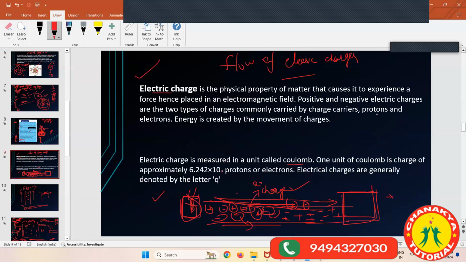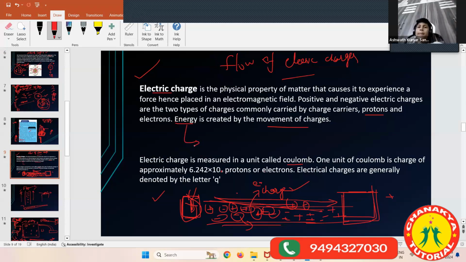So they are telling there are three kinds of particles: protons, electrons, and neutrons, but neutrons are not charges, so you don't have to include them in this. So energy is created by the movement of charges. What is this energy called? Electricity. Correct. This energy is nothing but electricity. So electric charge is measured in a unit called coulomb. Please remember, kids, when you solve questions, this will be very important. Electric charge is measured in a unit called coulomb.